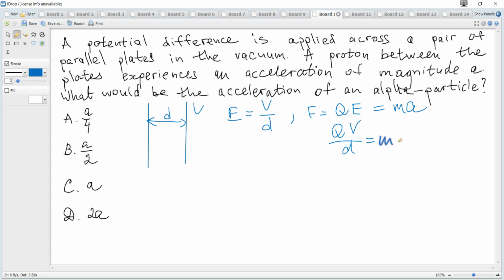is equal to ma. And in general, the acceleration of a charged particle inside the parallel plates, accelerated by a potential difference, becomes charge times potential difference divided by mass and distance between the two plates. And what is the difference between an alpha particle and a proton?